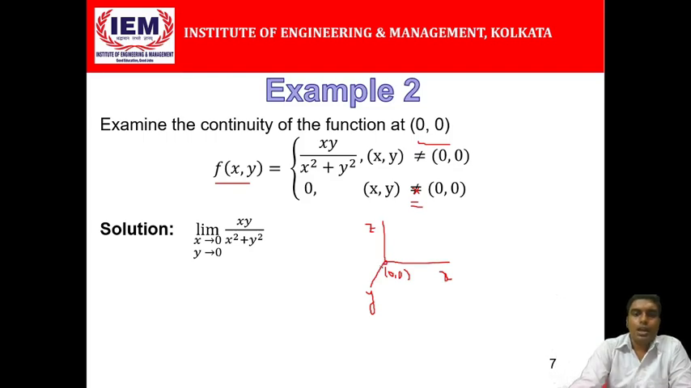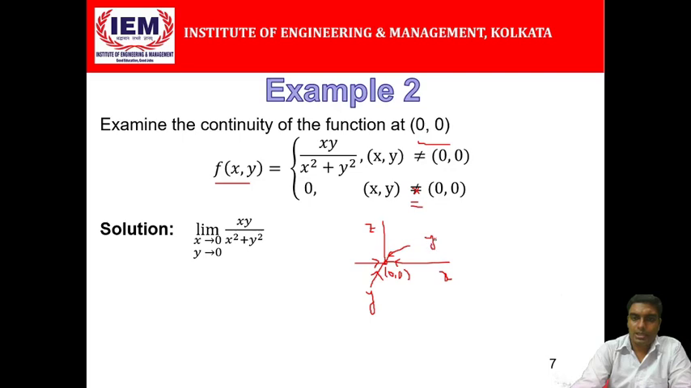Now, I can approach this 0, 0 in this way, right? Also I can approach the 0, 0 by this x-axis, also the negative of the x-axis, and also the y-axis similarly. So I can approach this 0, 0 point by various paths. Now I will consider any arbitrary path. Let's say I'll take one straight line.